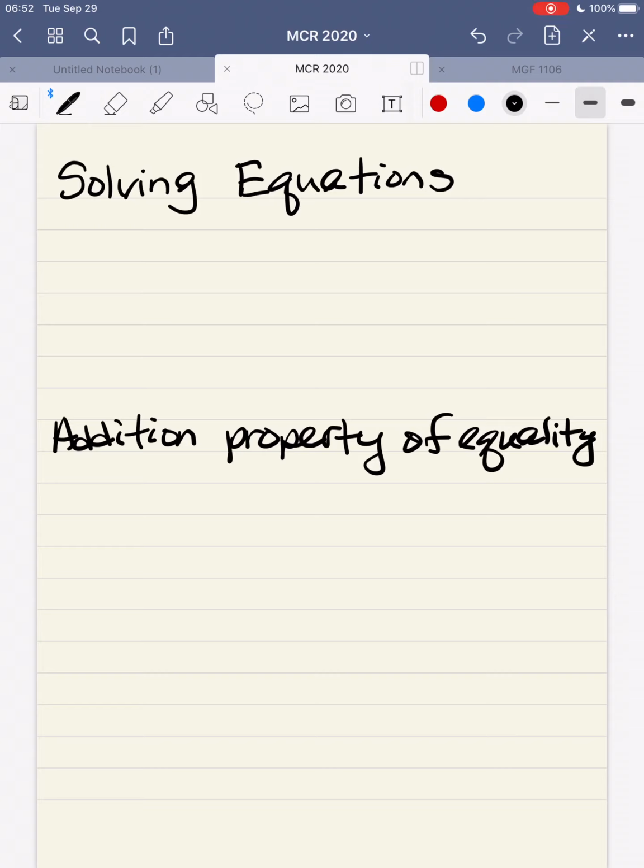All right, and now we're going to go ahead and go to an item called solving equations. We've only been dealing with expressions so far. Now we're going to look at solving equations. So how does this differ from what we've been doing? Well, we've been simplifying expressions.